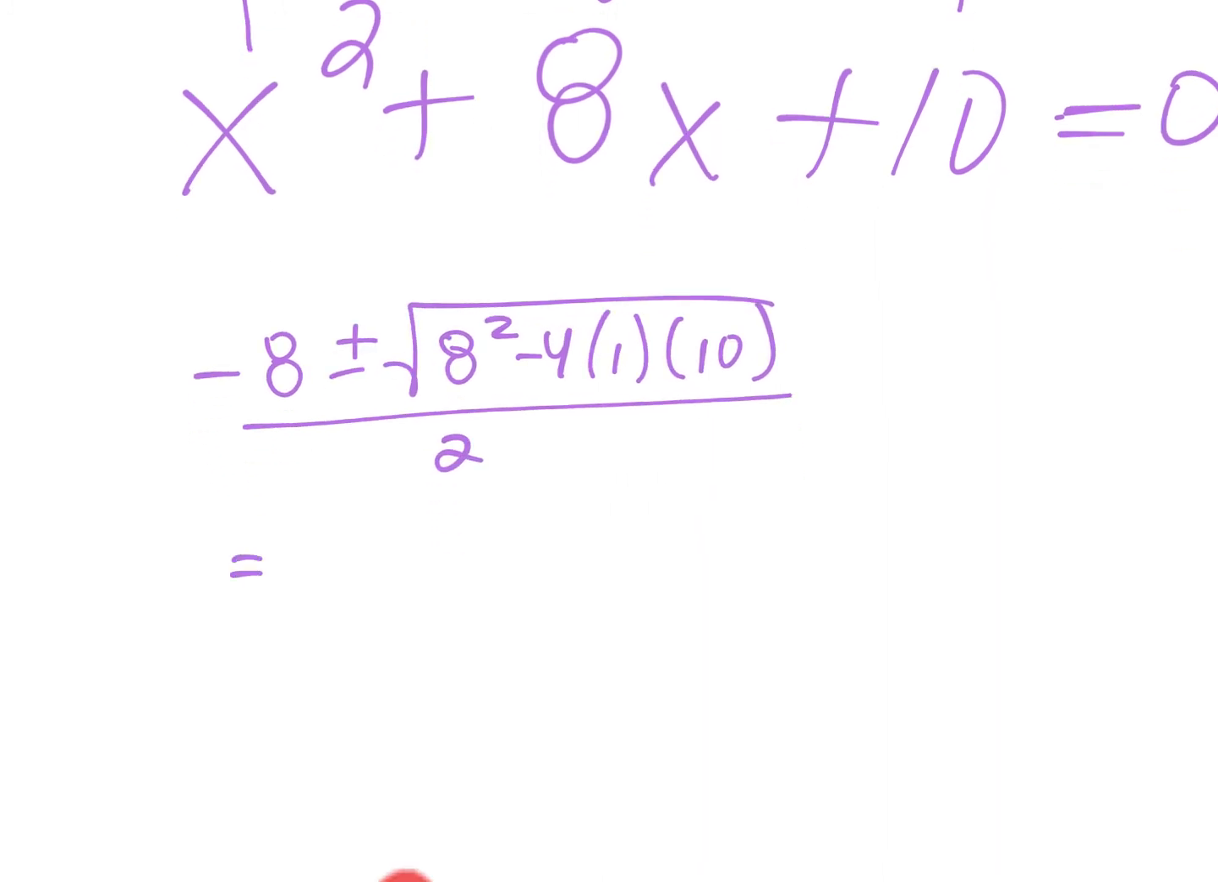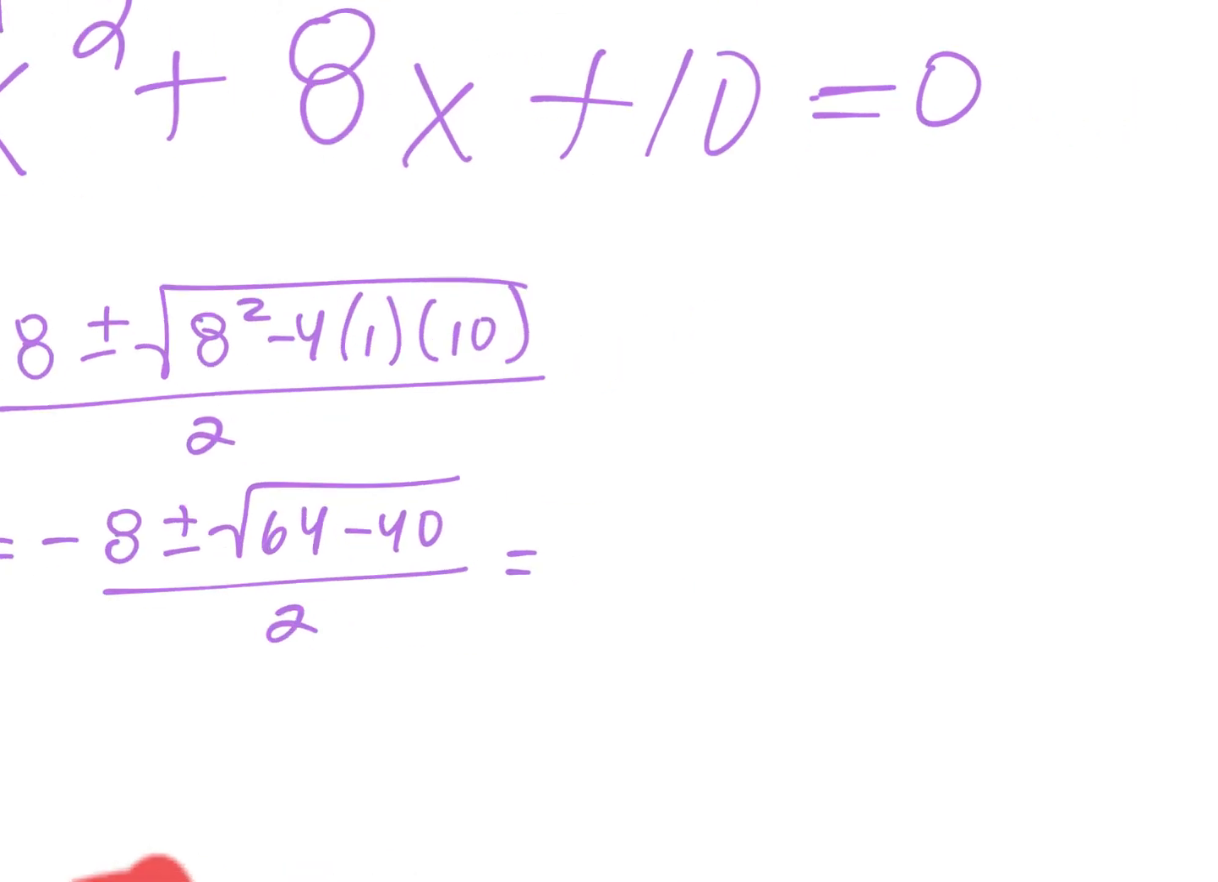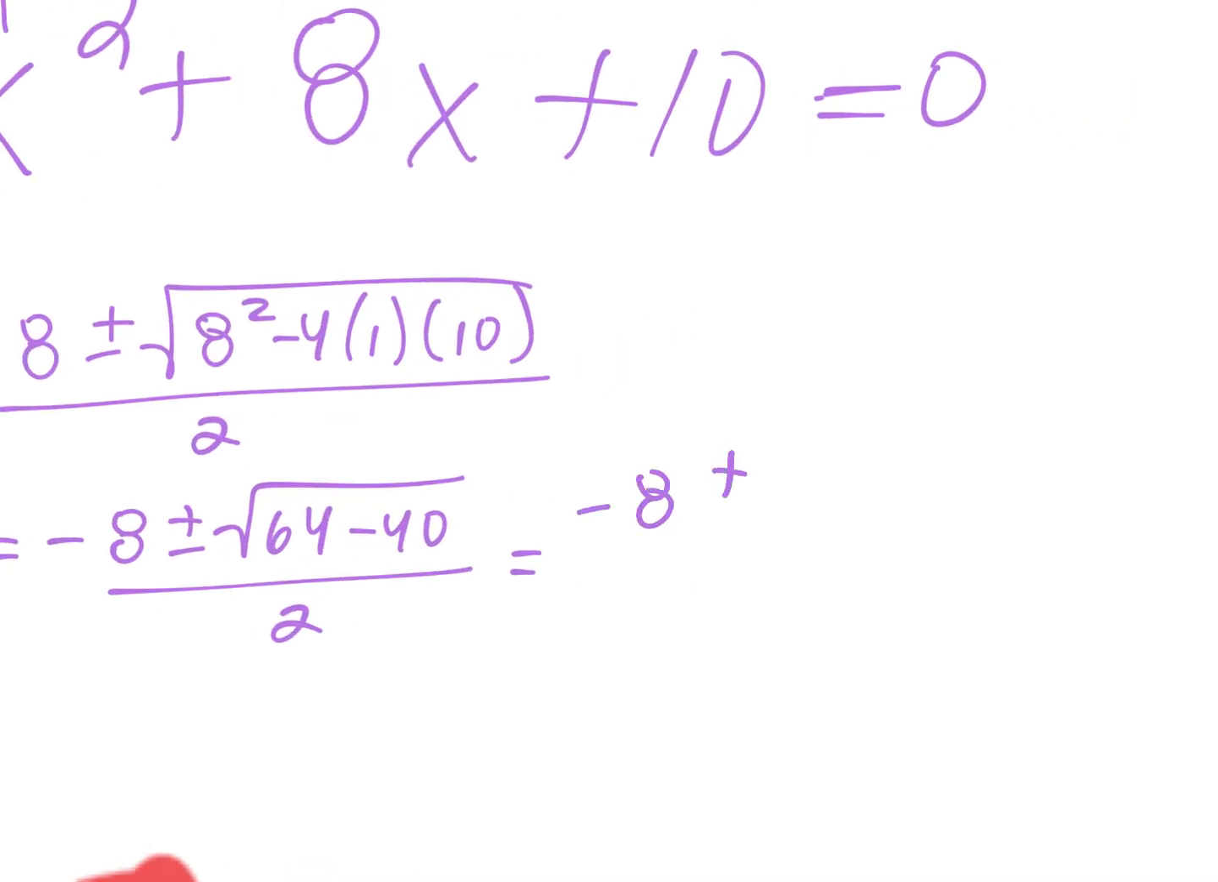Okay, so we'll just simplify. Negative 8 plus or minus, what's 8 squared? Minus 40, all over 2. So negative 8 plus or minus, what's 64 minus 40? 24 over 2. Do I have 2 more real roots? Yeah. They're not pretty, but they're real because the number underneath the radical is positive.